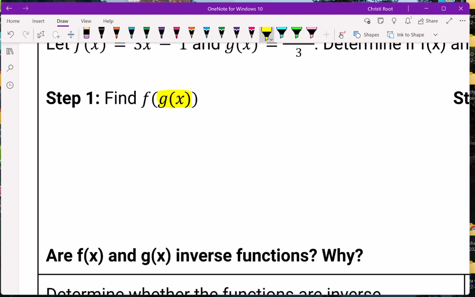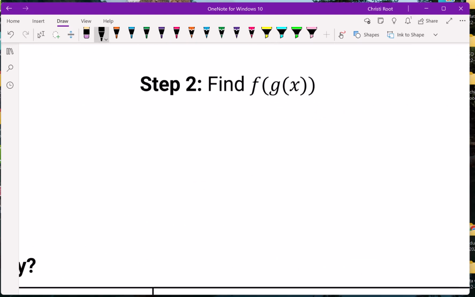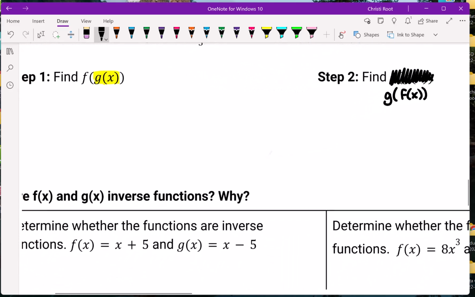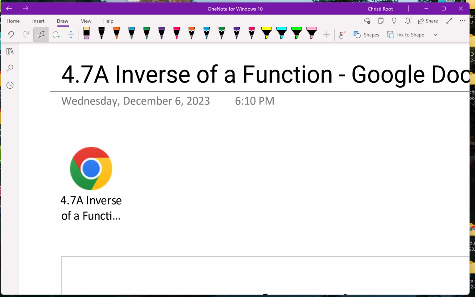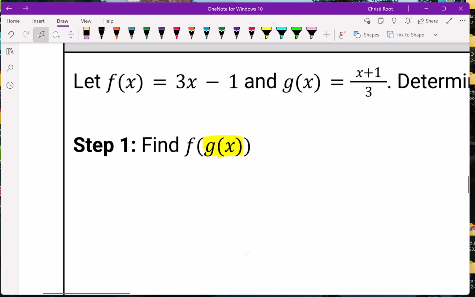The second step has to be the opposite of that. So I have to plug in f into g, and we're going to have to fix this. So we're going to start with g, and then f of x is our input this time. There we go. Now, for this to be truly an inverse function, they have to be equal to x, okay?